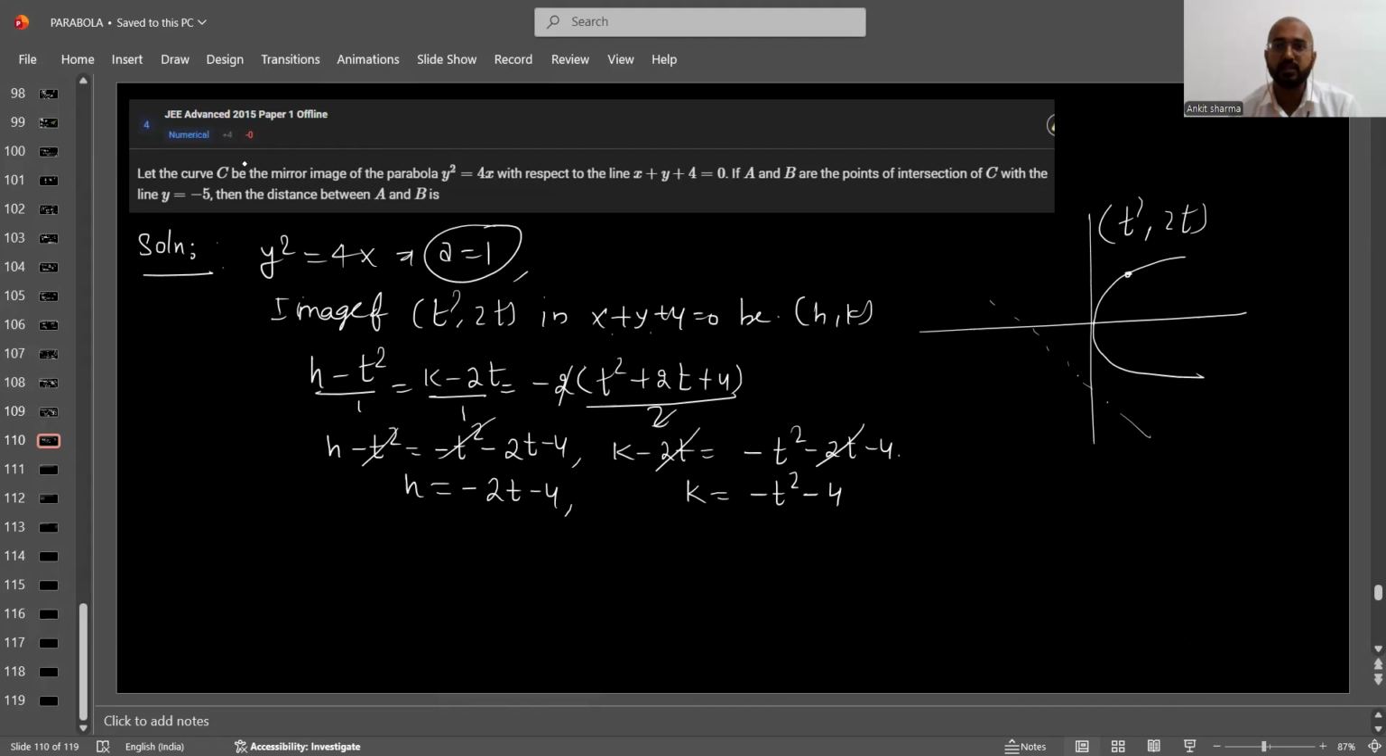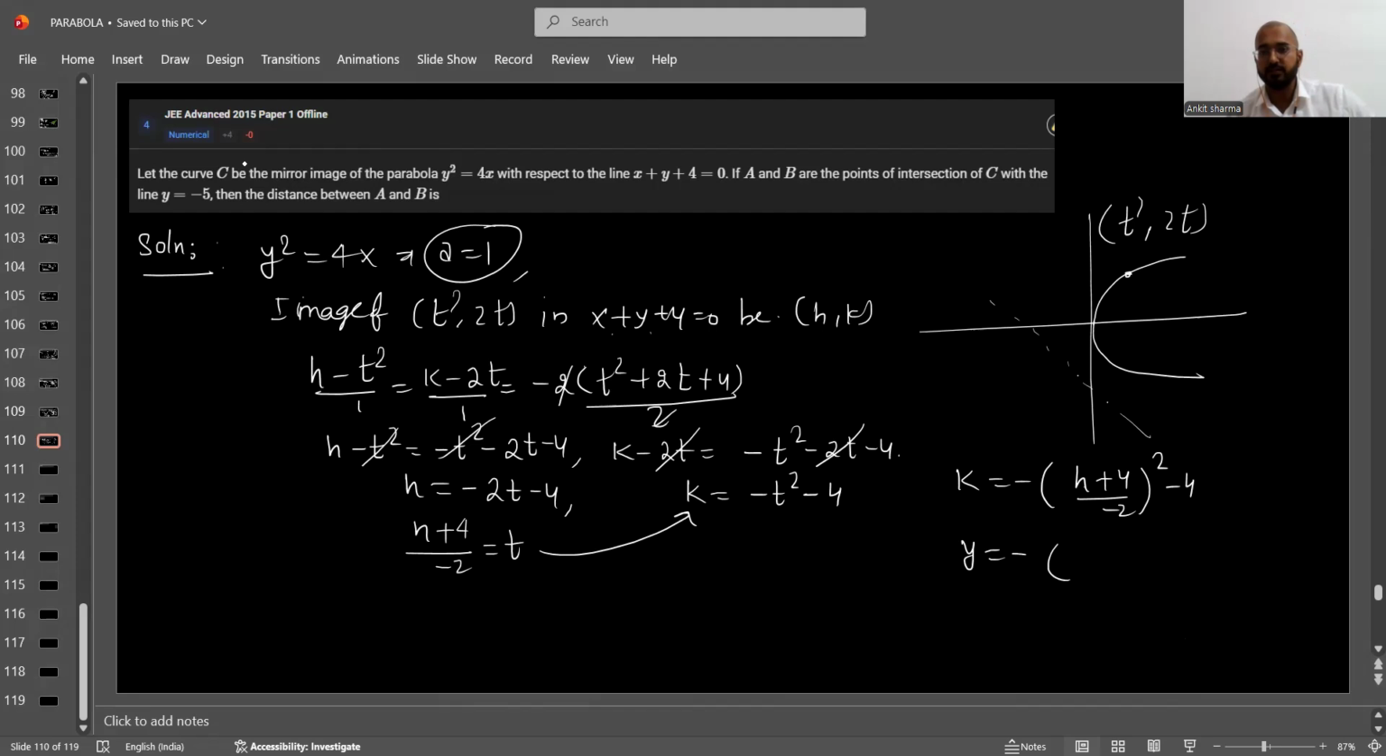Now a and b are the intersection of C with the line y is equal to minus 5. So y is equal to minus 5 means k is equal to minus 5, but for that we need h. So we'll just plug in here basically. So from here, if I solve, then I'm going to have (h plus 4) over minus 2 is equal to t. We can just directly plug in here. So k is equal to minus of t square, which is ((h plus 4) over minus 2) square minus 4. Now we can write down here y is equal to minus of ((x plus 4) over minus 2) square minus 4.